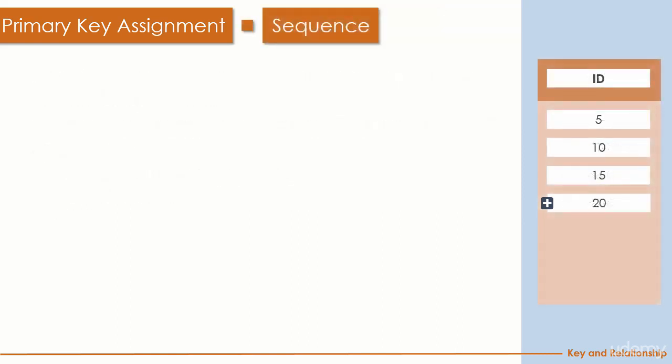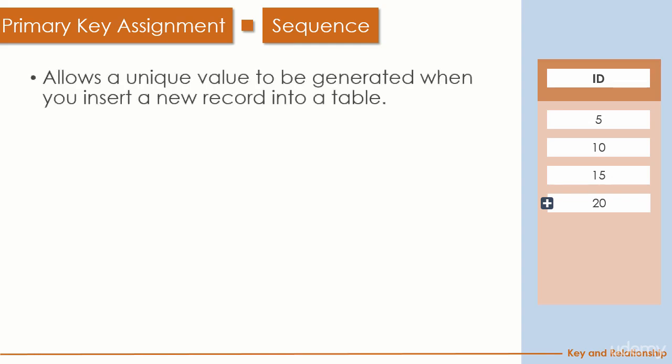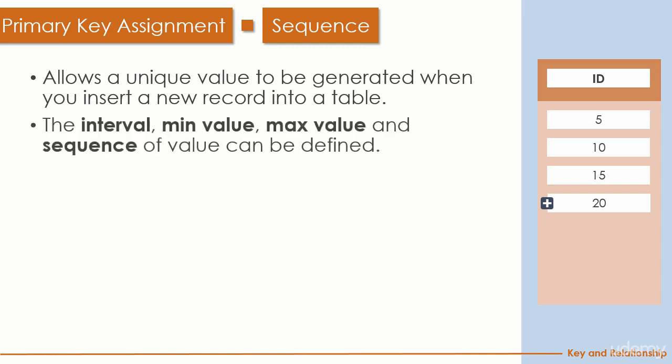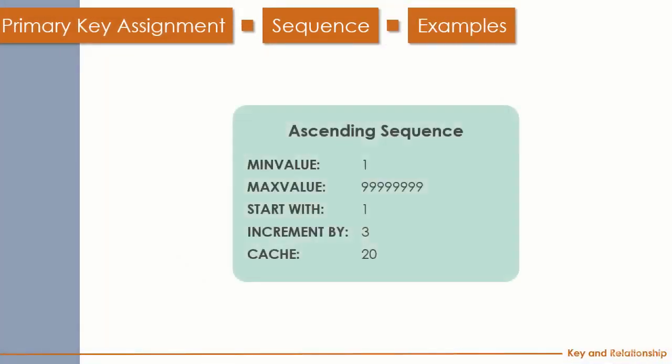The third option is the sequence. The sequence allows the database to generate an ID for your new record, but the generation is based on your setting, including the interval, min, and max value. Different database engines have different mechanisms to define a sequence, but the idea is similar. If you want to define an ascending sequence, you specify the min value to start from 1, and a max value that is really big, to make sure it is enough to accommodate the number of rows you want to insert.